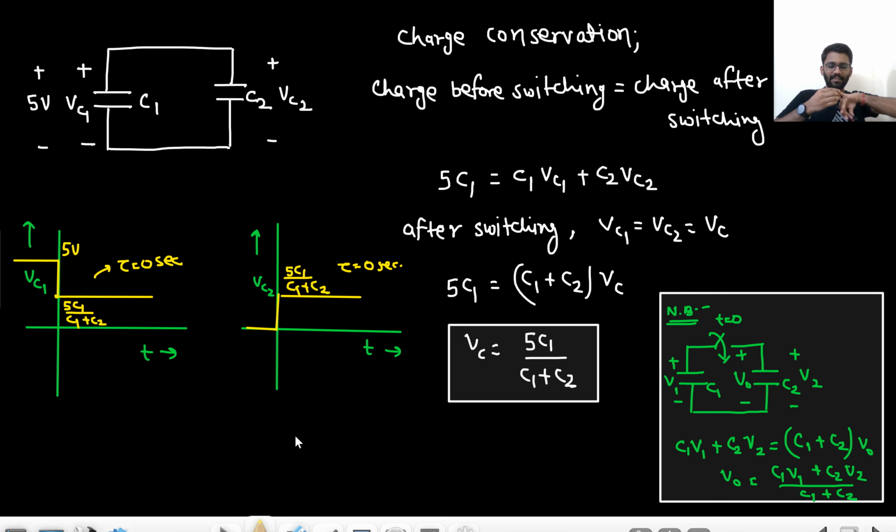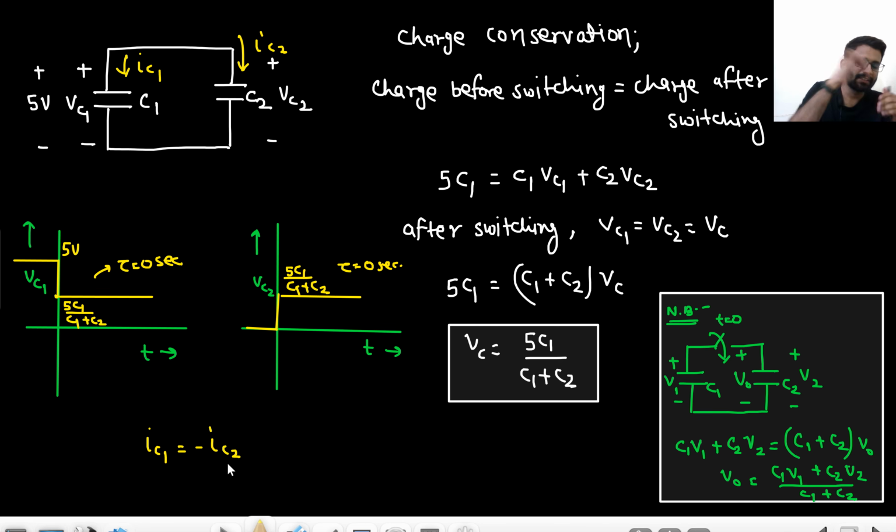Now tell me what about IC1 and IC2. What is IC1? This is your IC1, right? And this is your IC2. One thing we know here is that IC1 is negative of IC2. IC1 is flowing in this direction, IC2 is flowing in this direction. Can you find IC2? IC2 will be actually positive because the C2 capacitor is getting charged. If the C2 capacitor is getting charged, that means the current is flowing into the C2 capacitor, and the C1 capacitor is getting discharged, that means current is flowing out of the capacitor, right?